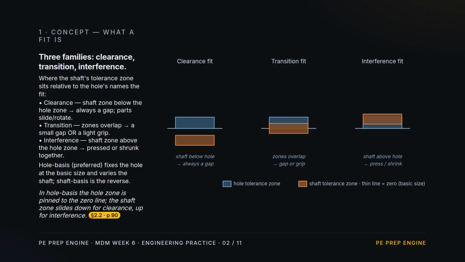One more axis. Hole basis keeps the hole fixed and varies the shaft. Shaft basis does the reverse. And hole basis is preferred because you hold one reamer size and change only the shaft.